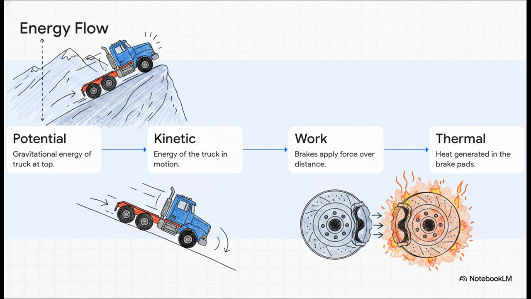Now, as the truck starts rolling, this shifts into step 2, kinetic energy. That's the energy of motion. To stop the truck, we reach step 3, which is work. The brakes apply friction, bringing us to step 4, thermal energy. Literally, all that mechanical energy is transferred directly into the brake pads as intense heat.